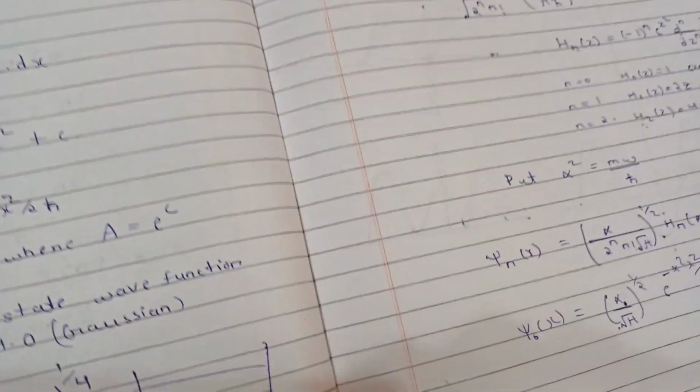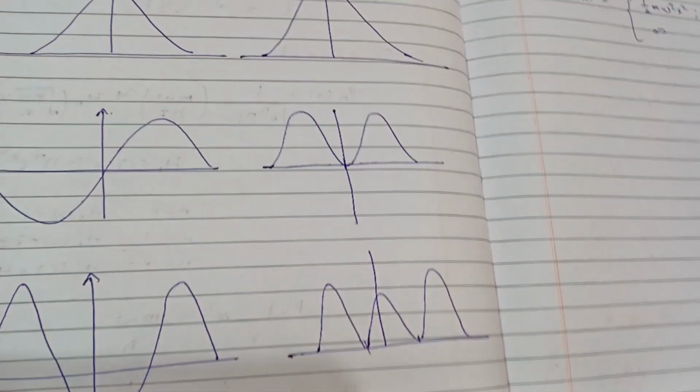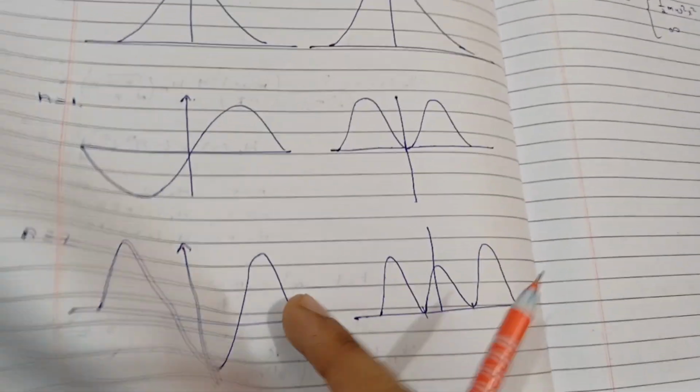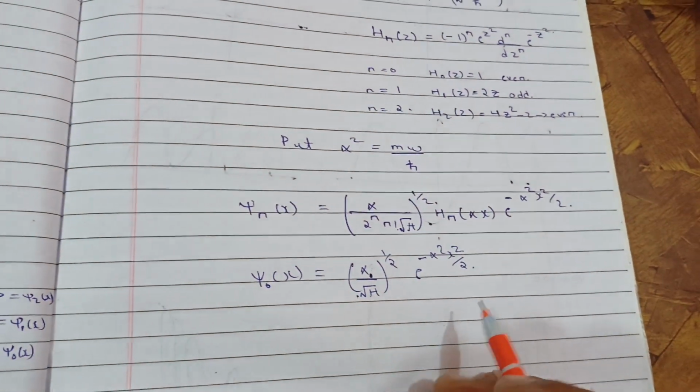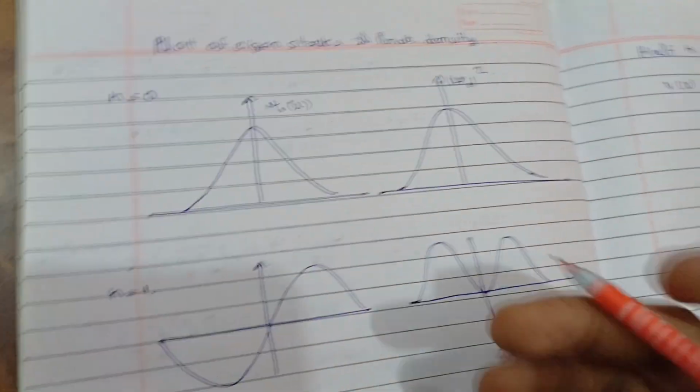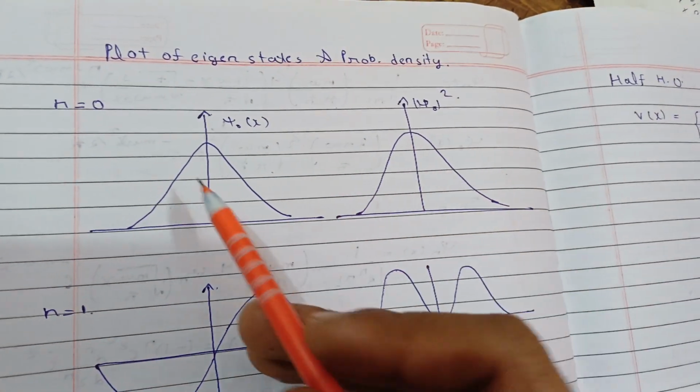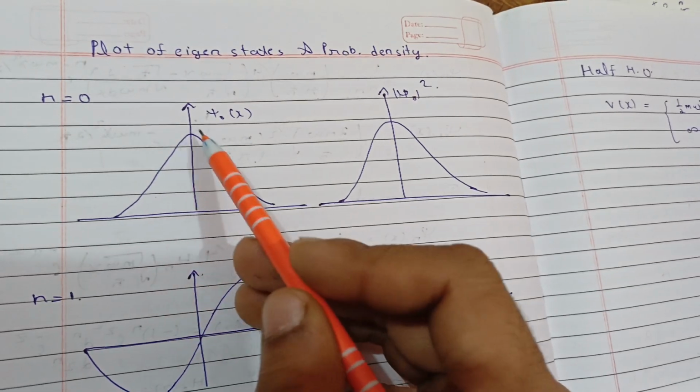Now let's try to plot all the eigenstates. We know this expression is simply a Gaussian function. So you know how to plot a Gaussian function for different n, depending on the Hermite polynomial. We will get for n equal to 0 this kind of curve.